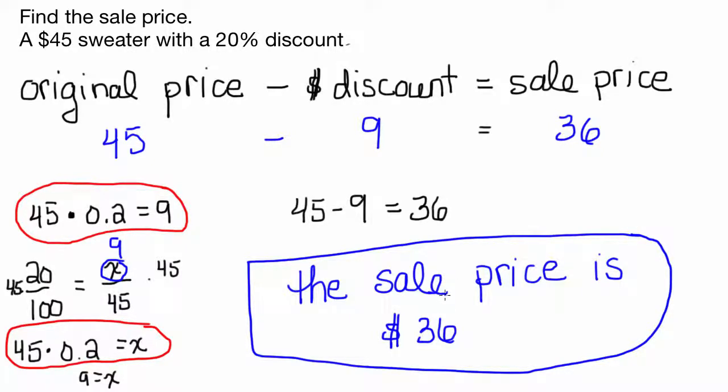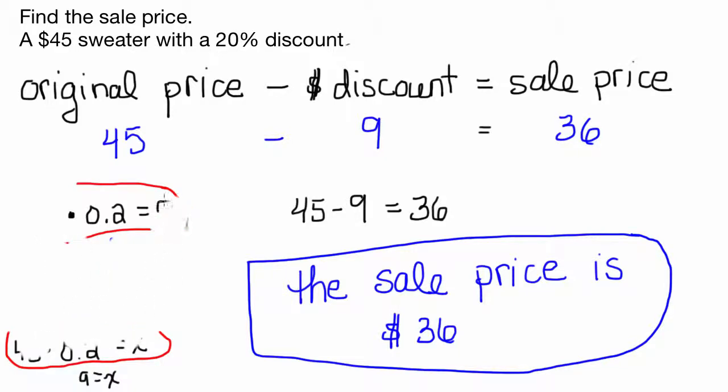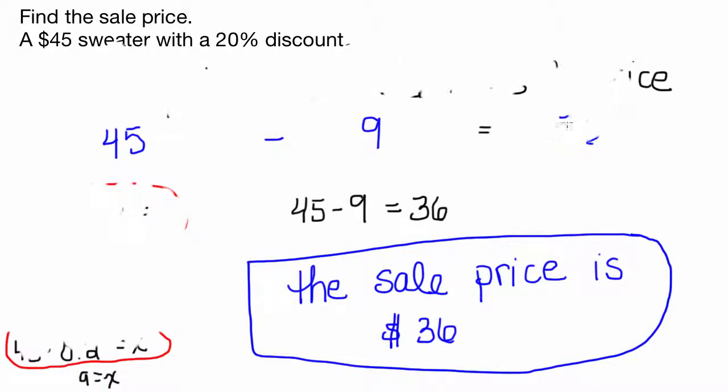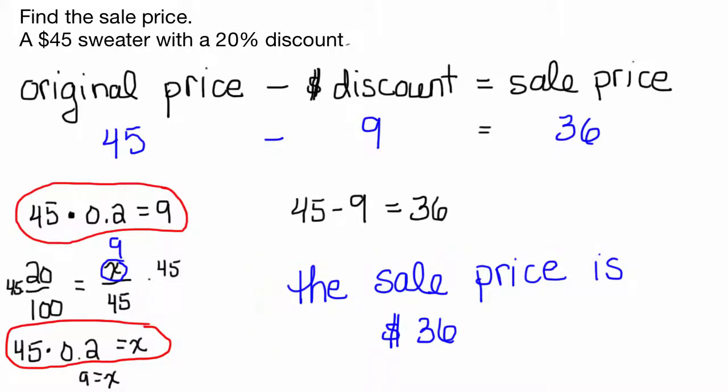Good. Now, I want to ask you a question. What if I tried it a different way? We still have this find the sale price. So I'm just going to erase what I have here, and I want to try a different approach. So instead of doing original price, oops, it looks like that erased that. You know what, let me try something. Let me go back.